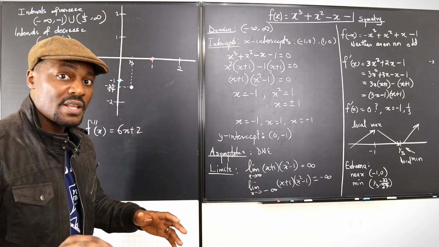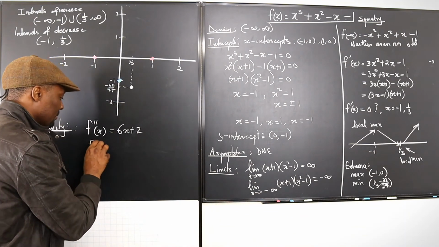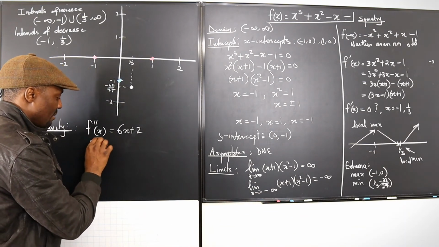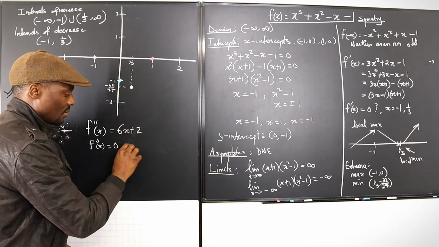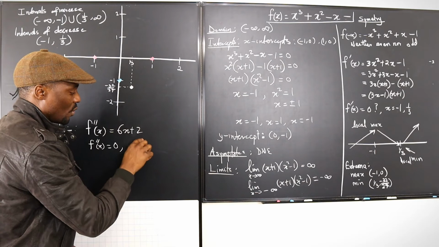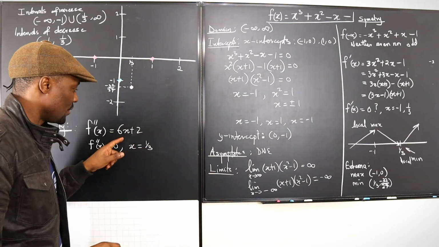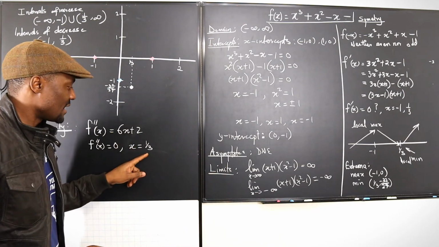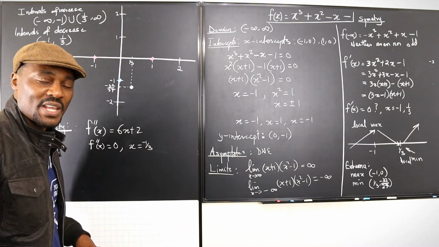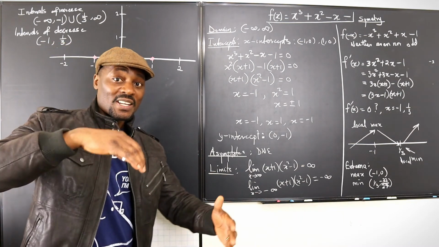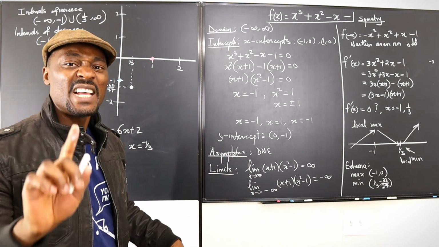And at the critical point, remember, just like we did here, we have to equate it to 0. So f prime prime of x is equal to 0 when, what will x be? Well, you're going to have x equal to 2 over 6, which will be 1/3. If you equate this to 0, you're going to get x equals, oh, negative 1/3. Come on, it's negative 1 over 3. So the concavity of this curve, whether it's facing up or down, changes at negative 1/3.